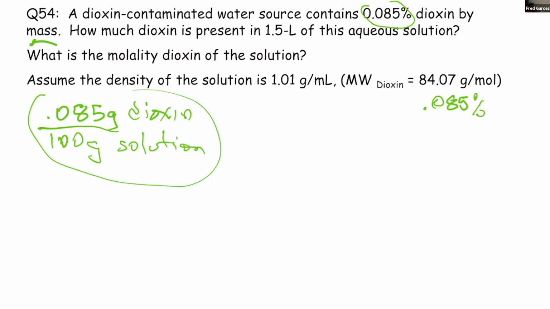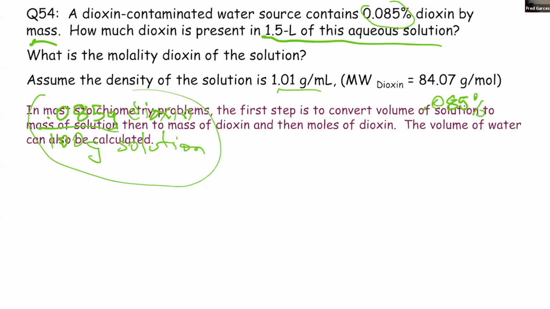Now you have 1.5 liters of solution. The question is, what is the mass of that? Remember, 1.5 liters is a volume and 100 grams is a mass. They're not the same unless the density is 1. So you need to figure out the relationship between the two, and of course, the density gives you that relationship.